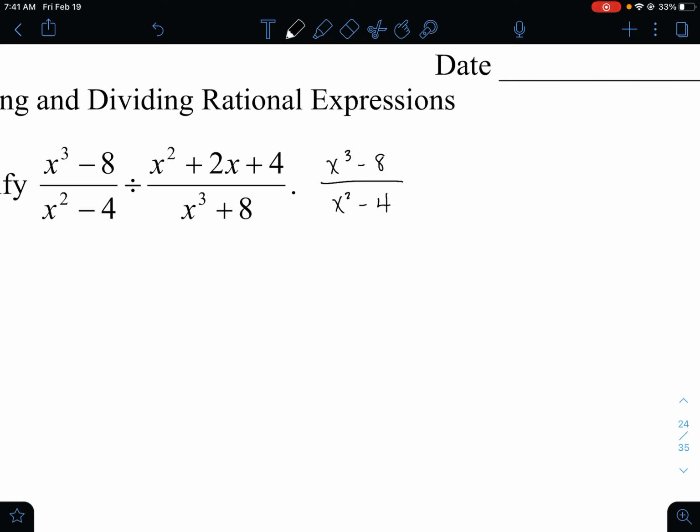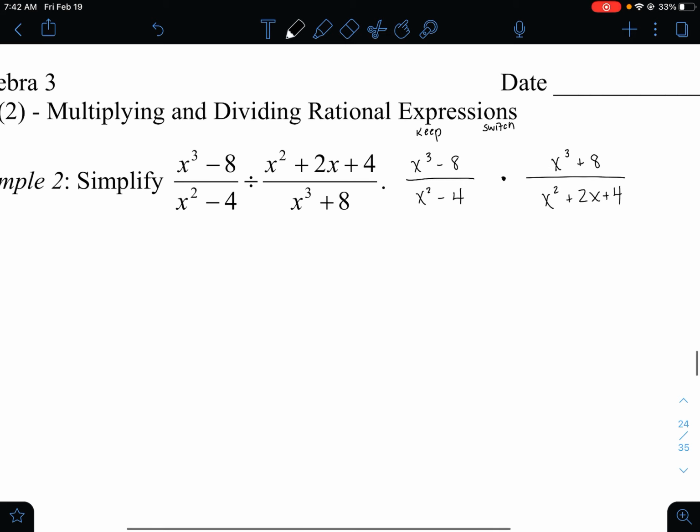So I keep my first fraction the same. So here I'm keeping it. I switch division to multiplication. And then I flip the next fraction. In better terms, we multiply by the reciprocal. So my x cubed plus 8 is now in the numerator. And my x squared plus 2x plus 4 is now in the denominator.